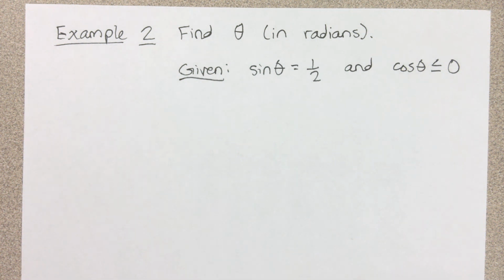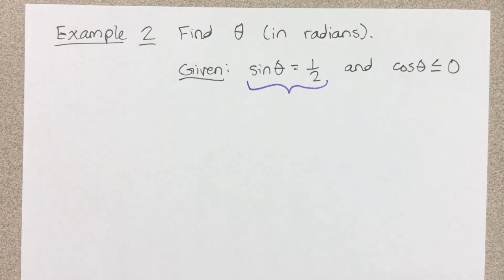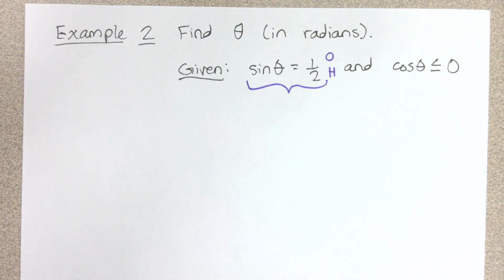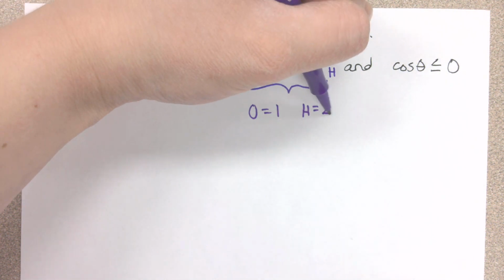Now that you kind of see where this is going, hopefully your brain's already working on some pieces of information we can pull from this. Sine of theta is 1/2. That is extremely helpful information. We remember that sine is O over H, so it's handing us the values of H and O. We now know O is 1 and H is 2.